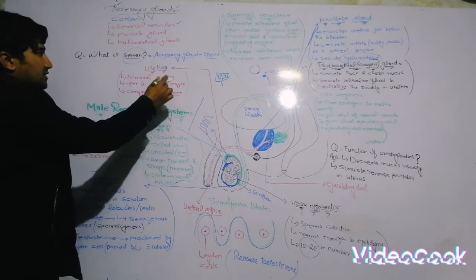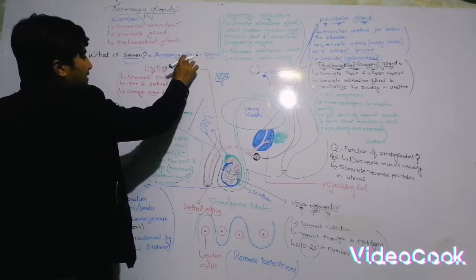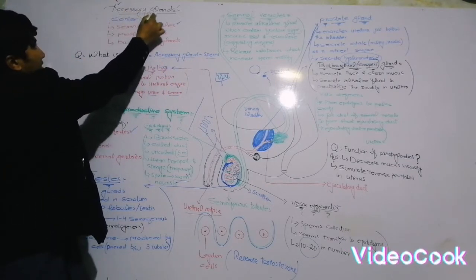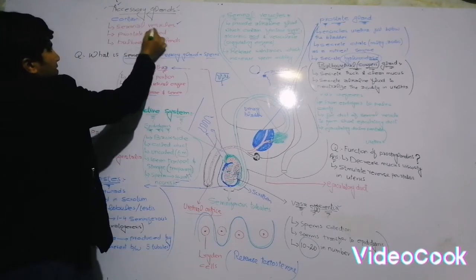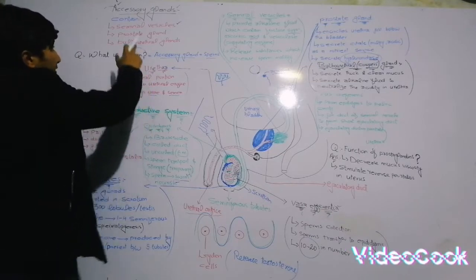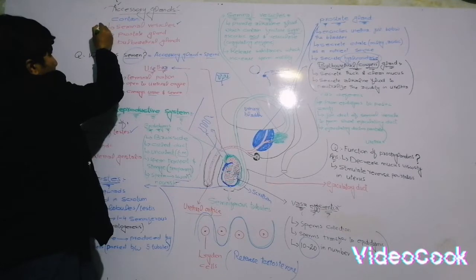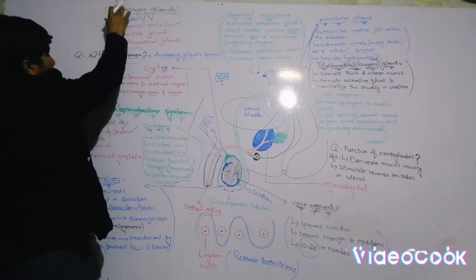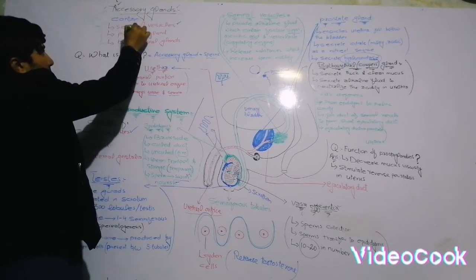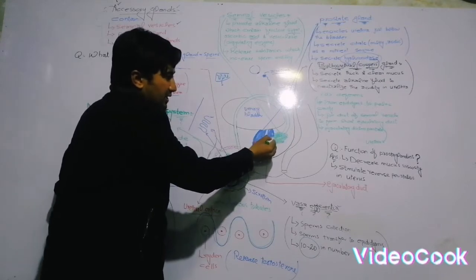What is semen? Semen is formed when the sperms combine with the accessory glands. This is called semen. And what are accessory glands? Accessory glands contain the seminal vesicle, prostate gland, and bulbourethral glands. Accessory glands contain these three. Number first, seminal vesicle. So what is the seminal vesicle? You can see here the seminal vesicle is located in the green color.